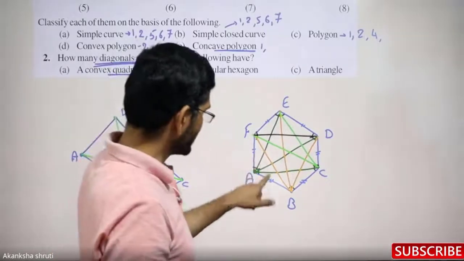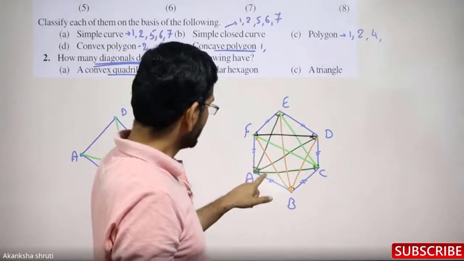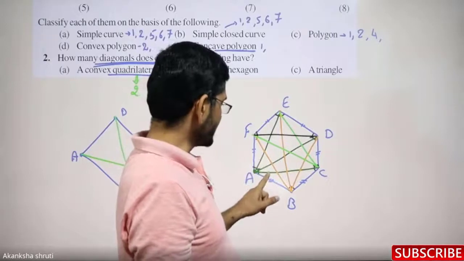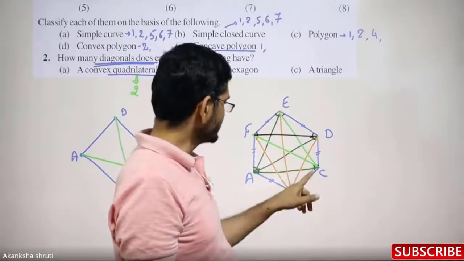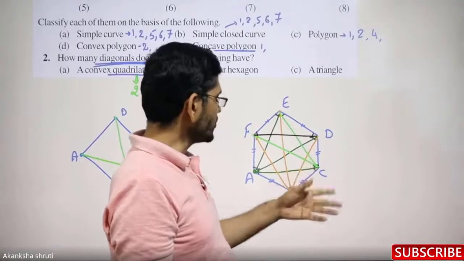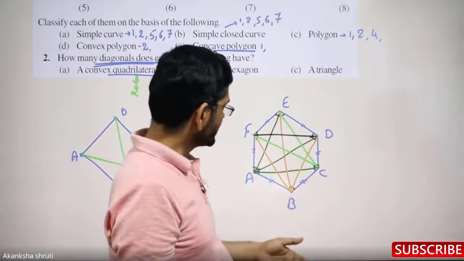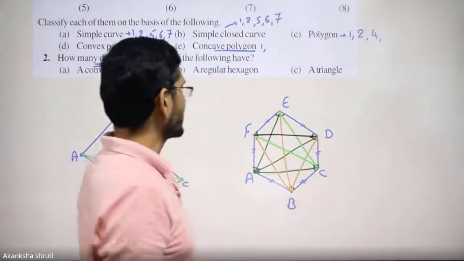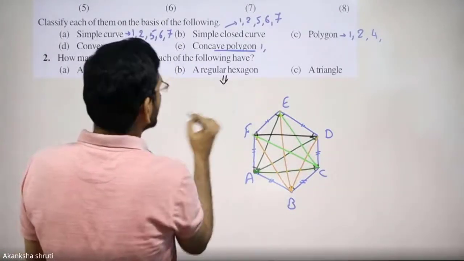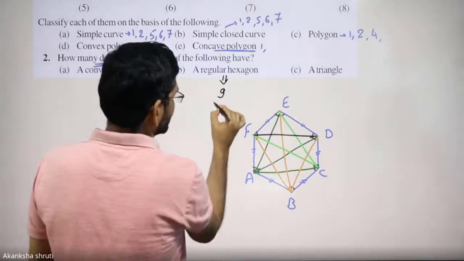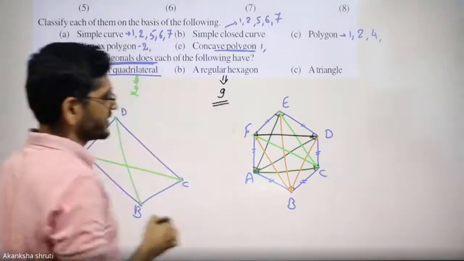That's why I have drawn with different colors. You can see this green is 3, dark green is 3, orange is 3, total 6. Then this light green is 2, making 8. Then one is the black. So the total diagonals in this case is 9. So be careful in calculating the diagonals.